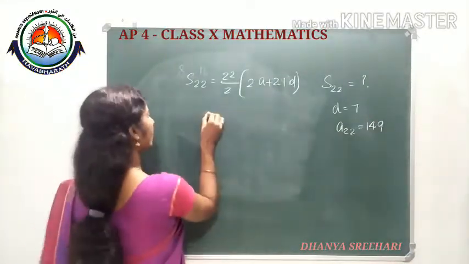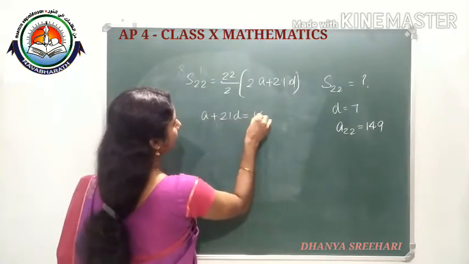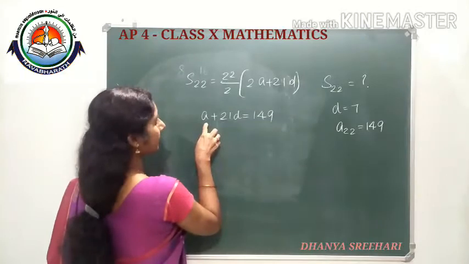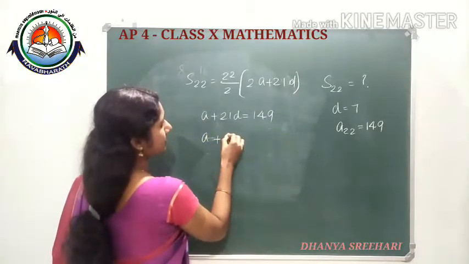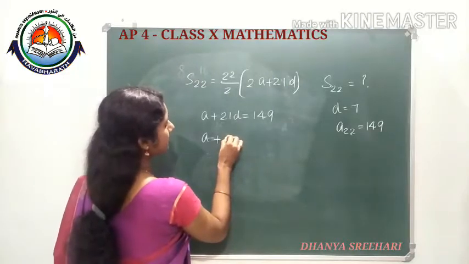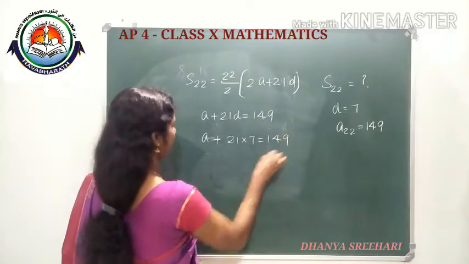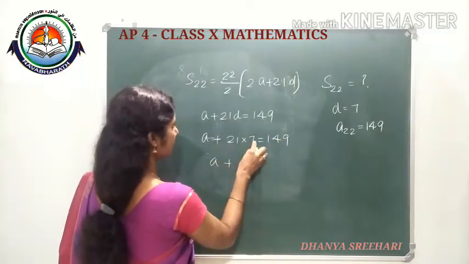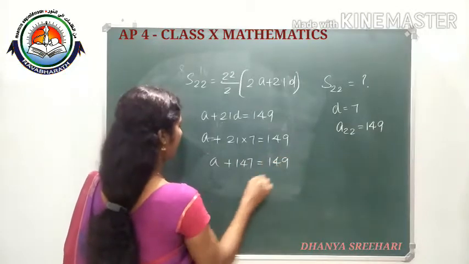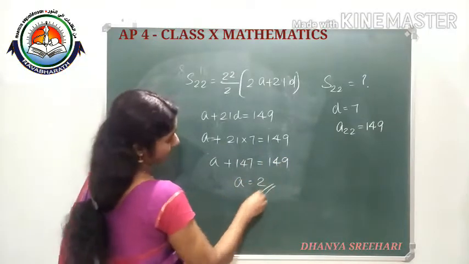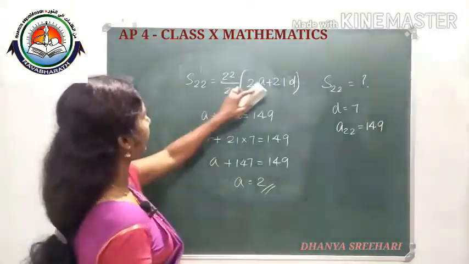So for that A22 means a plus 21d equal to 149. a is not given. So a plus 21 into d, so 21 into 7 is equal to 149. So a plus 147 is equal to 149. So we are getting a is equal to 2. We got the value of a equal to 2. Then we can substitute the value here.